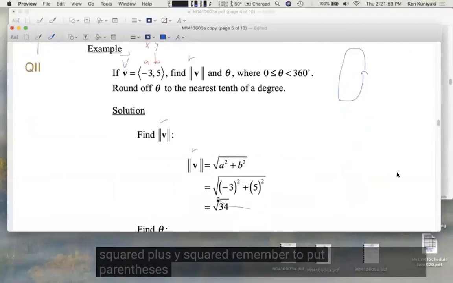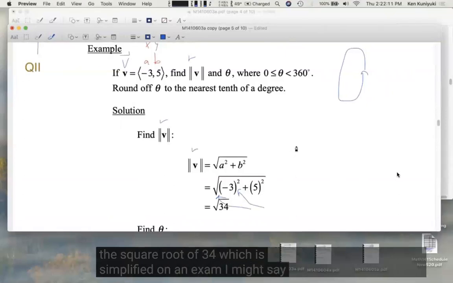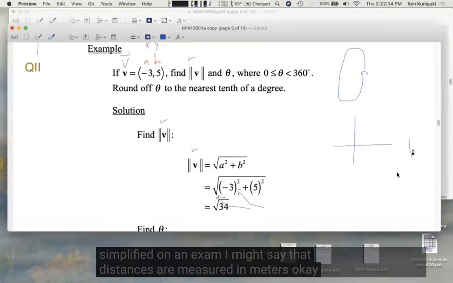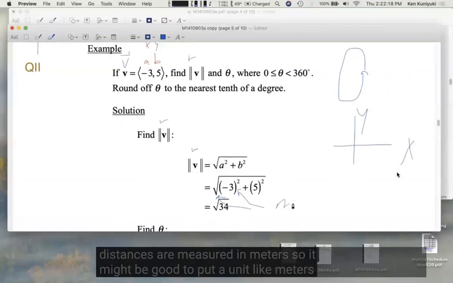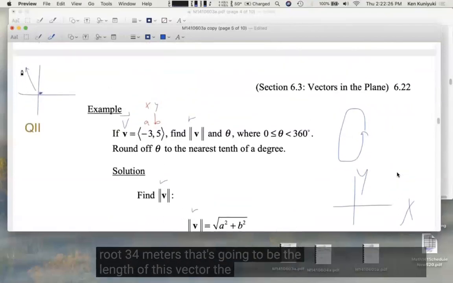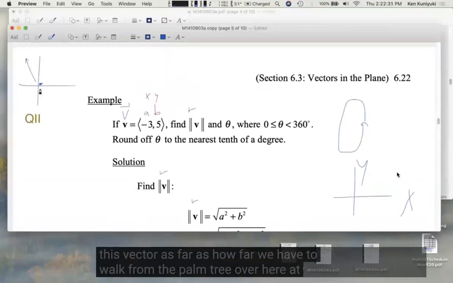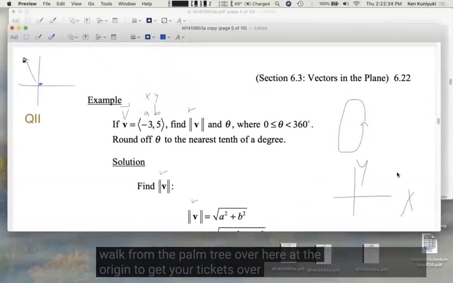Remember to put parentheses. The square of negative 3 is positive 9, right? The square of 5 is 25. We have the square root of 34, which is simplified. On an exam, I might say that distances are measured in meters, like along the x and y axes. So it might be good to put a unit like meters. Let's say these are scaled in meters. So root 34 meters, that's going to be the length of this vector, the magnitude of this vector. It's how far you have to walk from the palm tree over here at the origin to get your tickets over here.